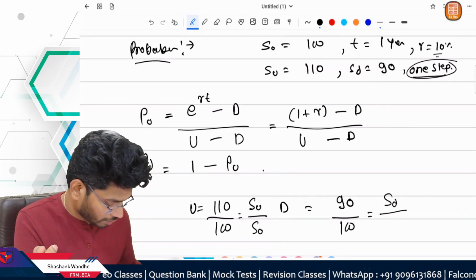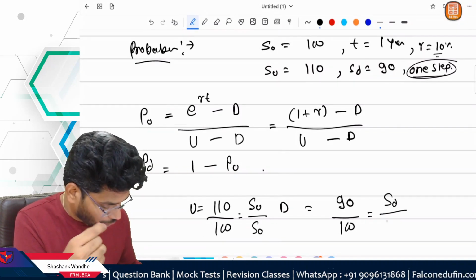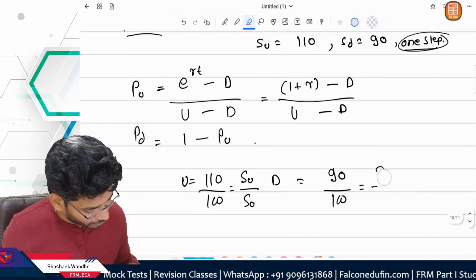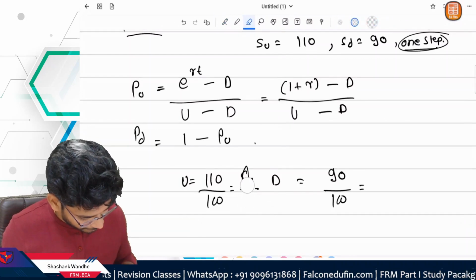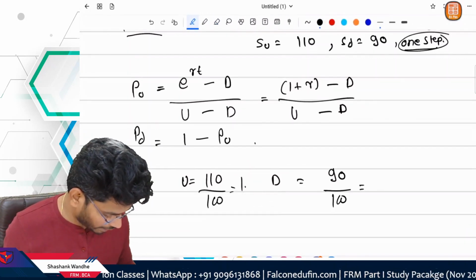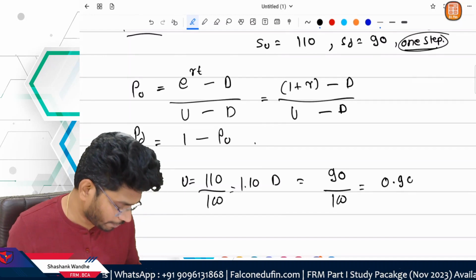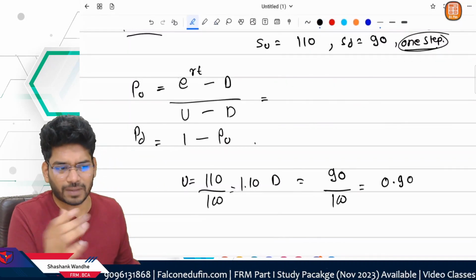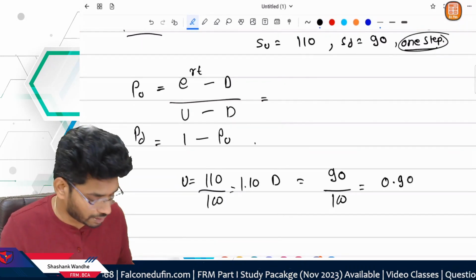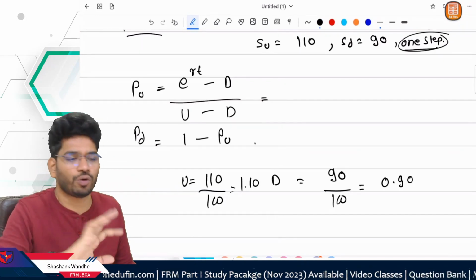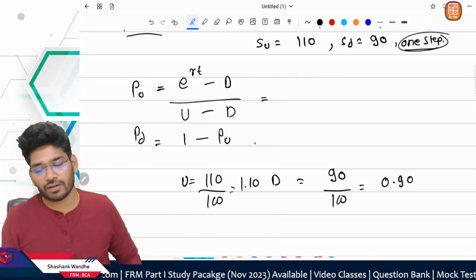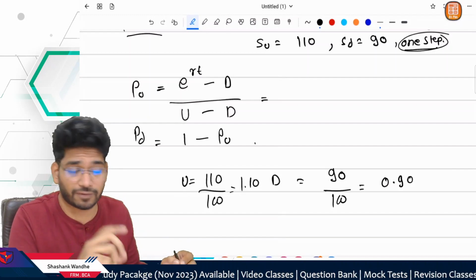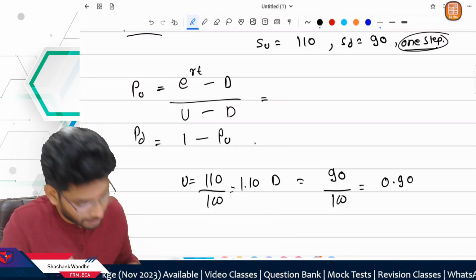And D is the underlying price at the downward leg divided by S0. This is the formula we are using. Now simply solve this. The answer is 1.10 for U and 0.90 for D. Let's assume the continuously compounded rate, because in GARP's curriculum the rate is assumed to be continuously compounded, and anyway you are not going to see a huge difference here. The difference is going to be very marginal, even if you by mistake assume continuously compounded instead of effective, or vice versa.